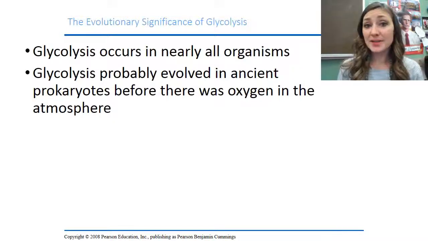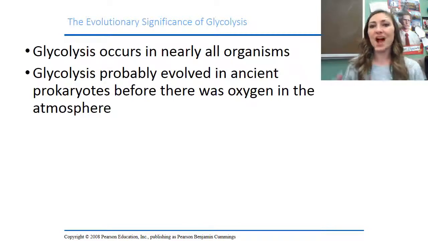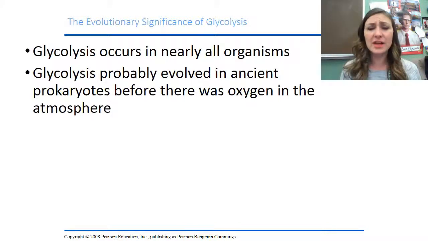So no matter what type of organism you are, it's very likely that you go through glycolysis. Based on this, we know that glycolysis probably evolved in ancient prokaryotes before there was oxygen available in the atmosphere. And oxygen did not become available in the atmosphere until about 2.7 billion years ago. We know we have fossils of bacteria that have been around for 3.5 billion years. So we know that they had to have some mechanism to give them energy before oxygen was even present. So glycolysis was selected for.